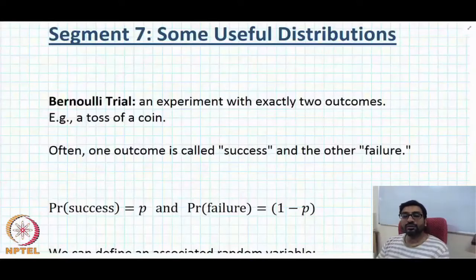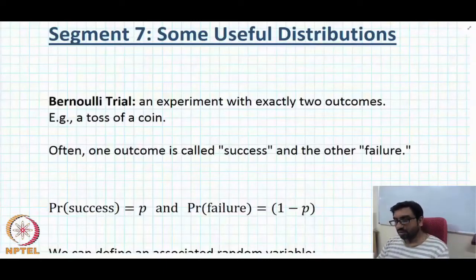So we have now come to the final segment in our lecture, and in this final segment we're going to talk about some probability distributions. Let's first start with a very simple experiment called the Bernoulli trial. It's a simple experiment in which there are exactly two outcomes, and there are many such experiments that you can think of, the classic example being that of tossing a coin.